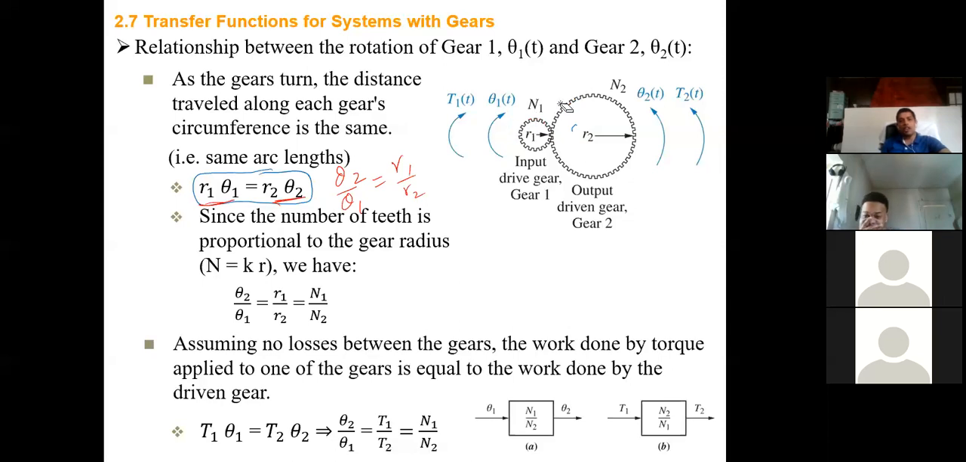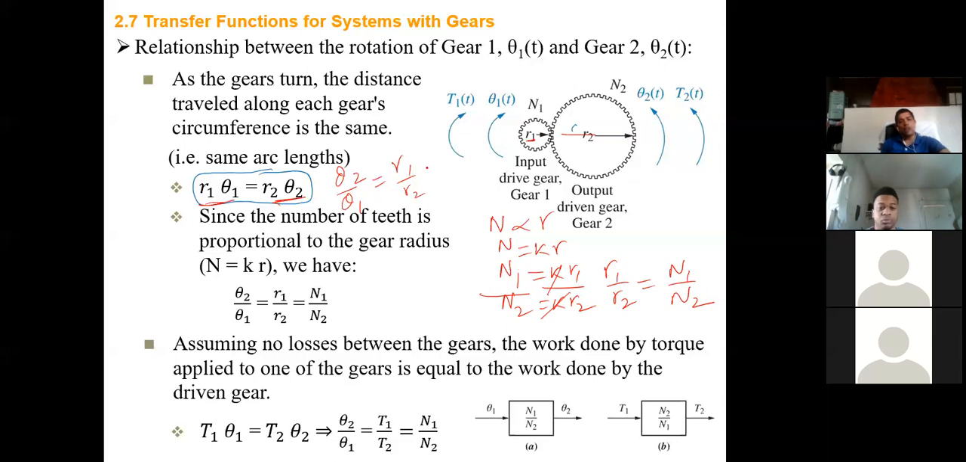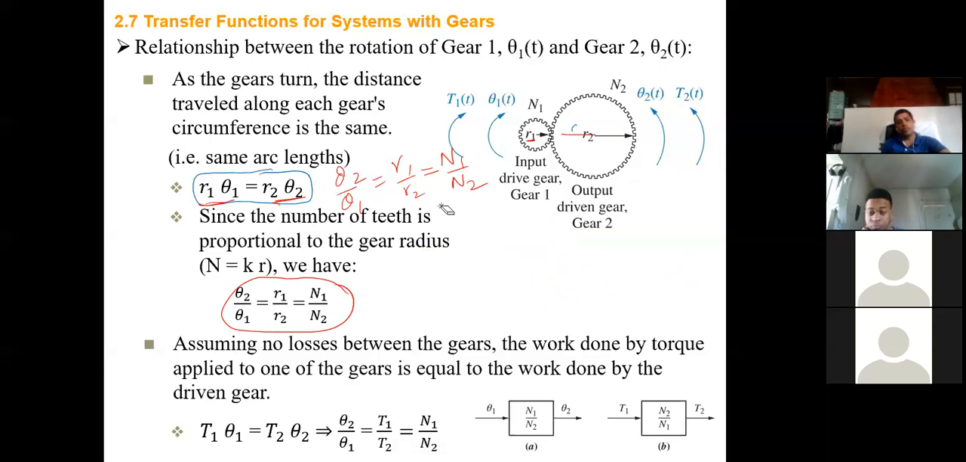So the number of teeth is proportional to radius. Smaller radius, fewer teeth. Bigger radius, more teeth. Meaning N equals K times R. In other words, N1 equals K R1, N2 equals K R2. If you divide both, what do you get? R1 over R2 equals N1 over N2. So that's why I can write R1 over R2 equals N1 over N2. So far, so good.